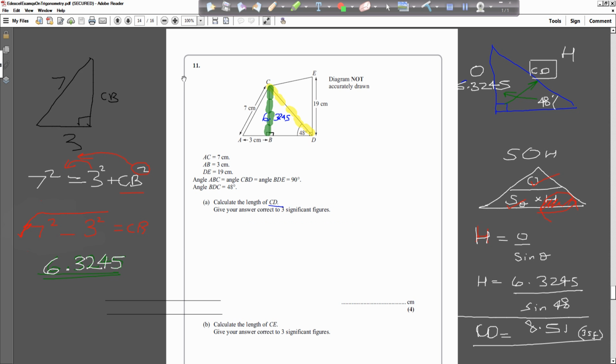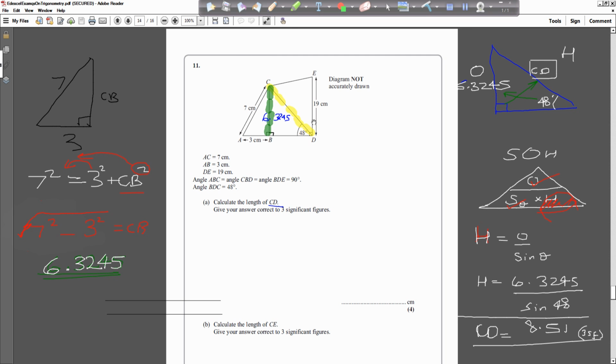Okay. So was that for part A? That's only part A, yes. I thought it was for part B. And that was all for part A only. Two parts of the question. Okay, because the next part is calculate the length of CE. Where's CE?